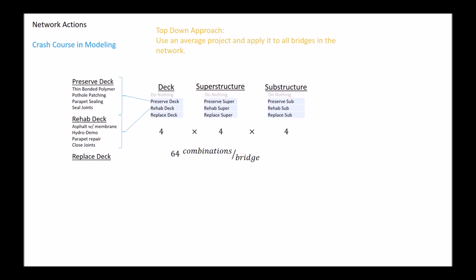For the top-down approach, using a single average project is probably too simplistic. So instead, consider where we choose an action from each of these columns. If we define preserve deck as our generic deck preservation treatment, then this calculation can be made in a more reasonable amount of time. We've significantly reduced the number of combinations.